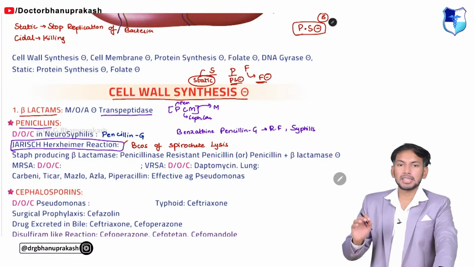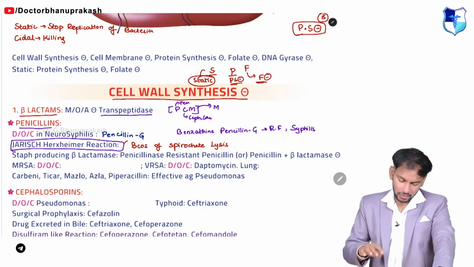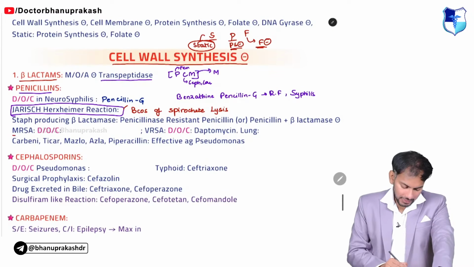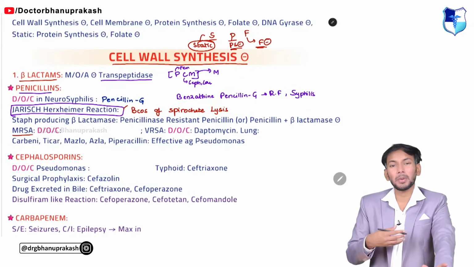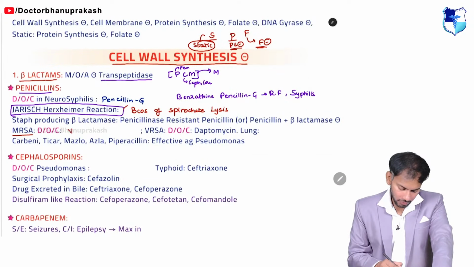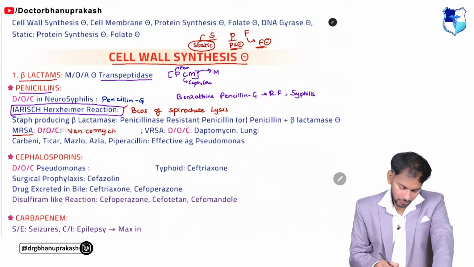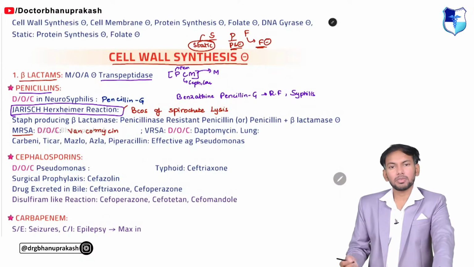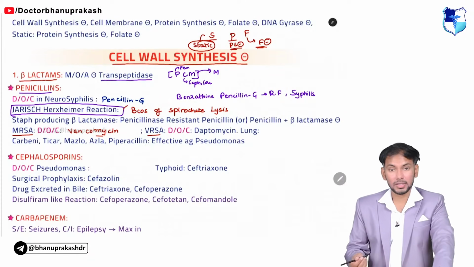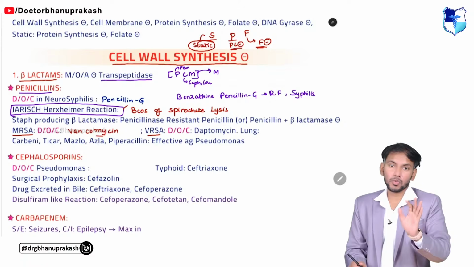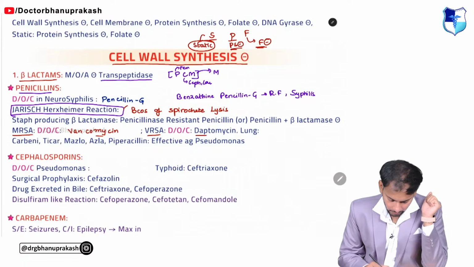Yes, now we will see about the resistances in penicillin. Now we have something known as methicillin resistant Staphylococcus aureus. Now what is the drug of choice for MRSA? It is supposed to be vancomycin. The drug of choice for MRSA is vancomycin. Now, if the bacteria becomes resistant to vancomycin itself, it is known as VRSA. Now, what is the drug of choice for VRSA? It is daptomycin.